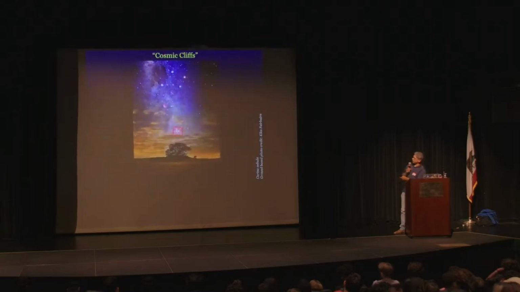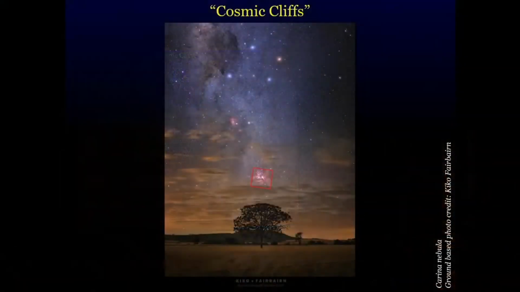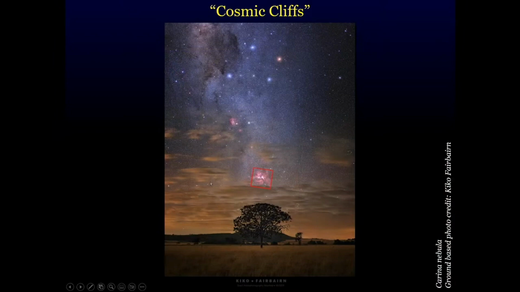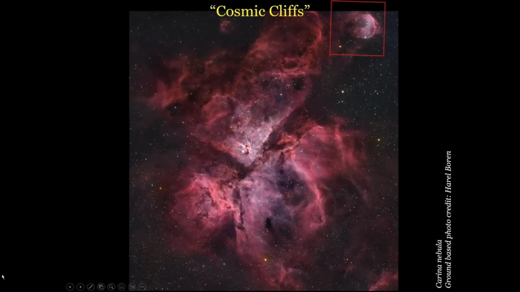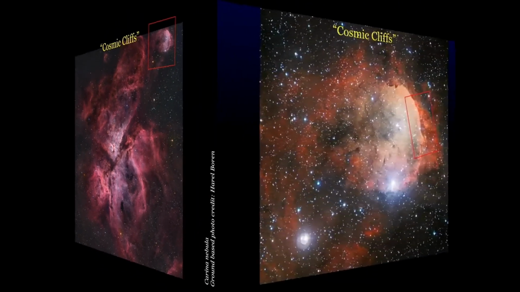Okay, so there's the red square, that's the Carina Nebula. And this is a picture taken by Kiko Fairbairn. It's a ground-based image. And if I zoom in to that square, you can see a lot more detail. And this is a picture taken by Harold Boren. And in the upper right, you see a section of the nebula again. And we're going to zoom into that. And you see even more detail.